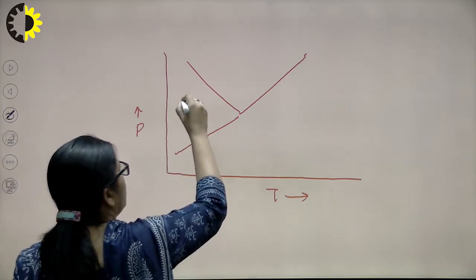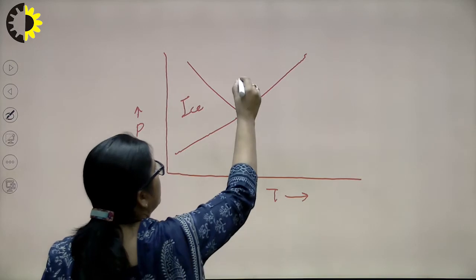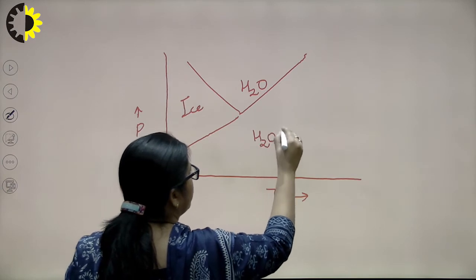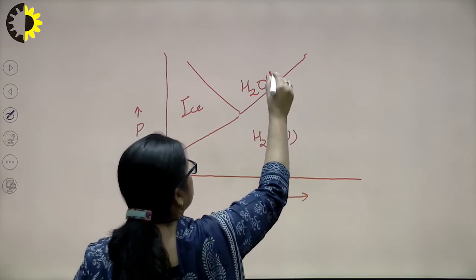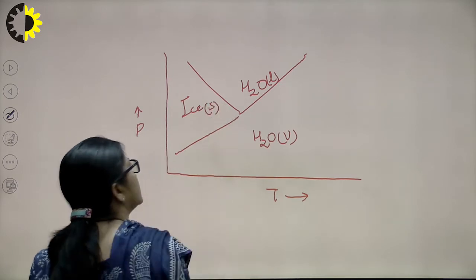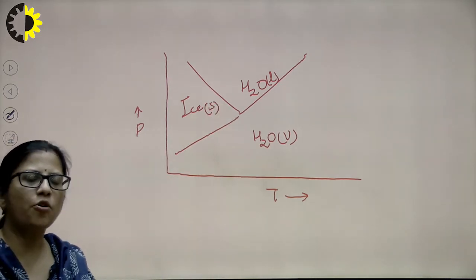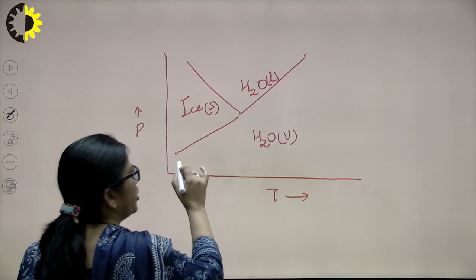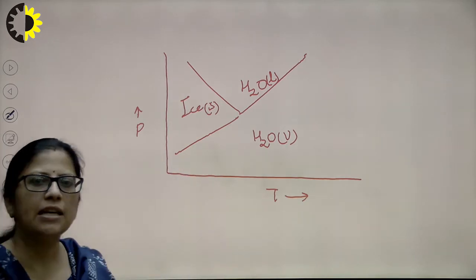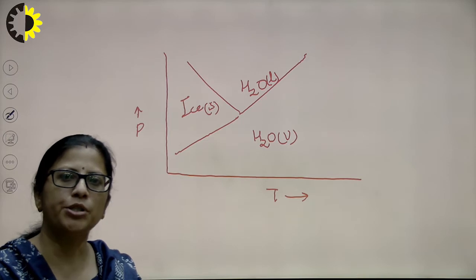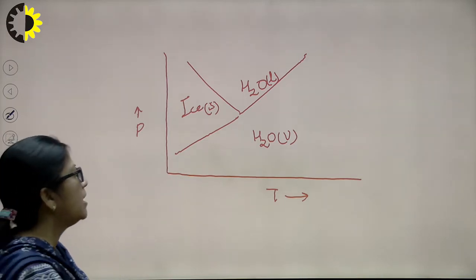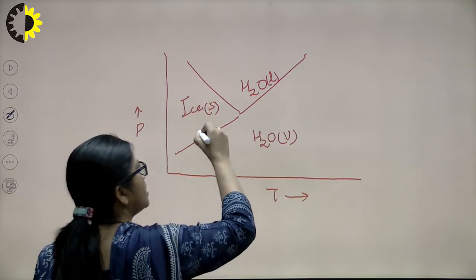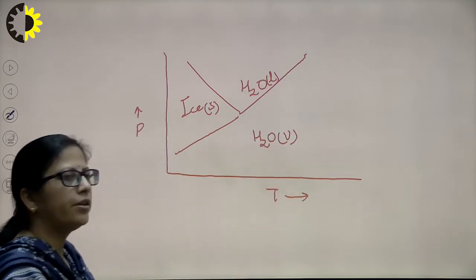Here ice is the stable phase, then liquid water and water vapor. So these are the three different phases of water. At low temperature and pressure, the two phases which are going to be seen are either water vapor or solid water, that is ice. This area consists of water vapor, this is ice solid, and this area comprises liquid water.